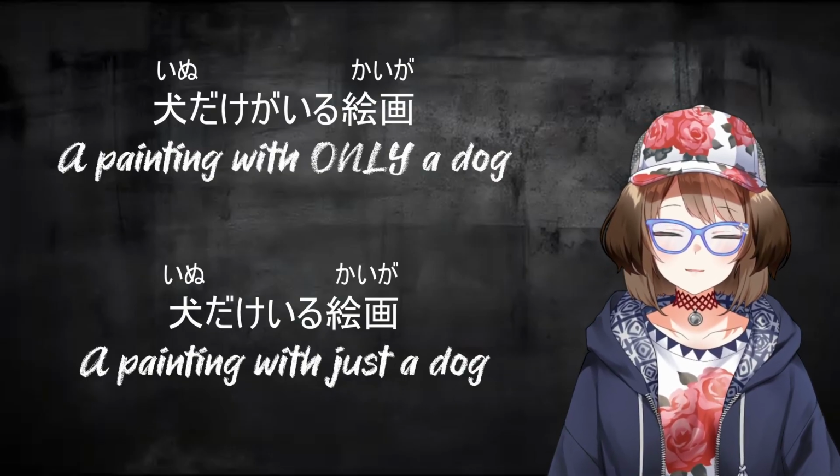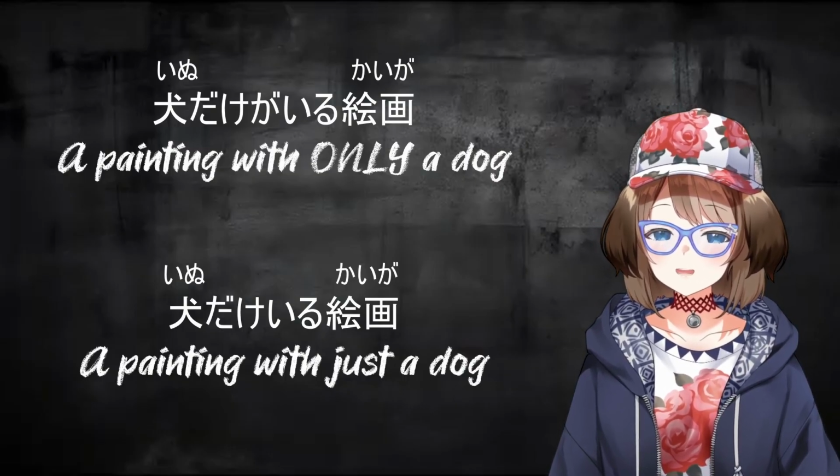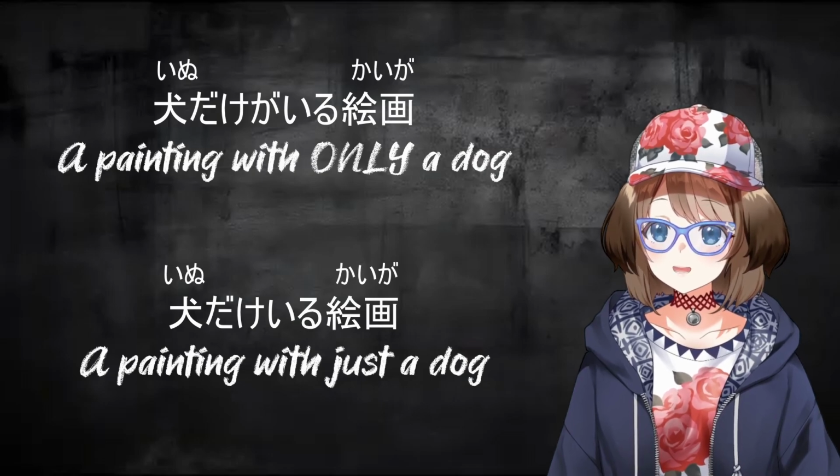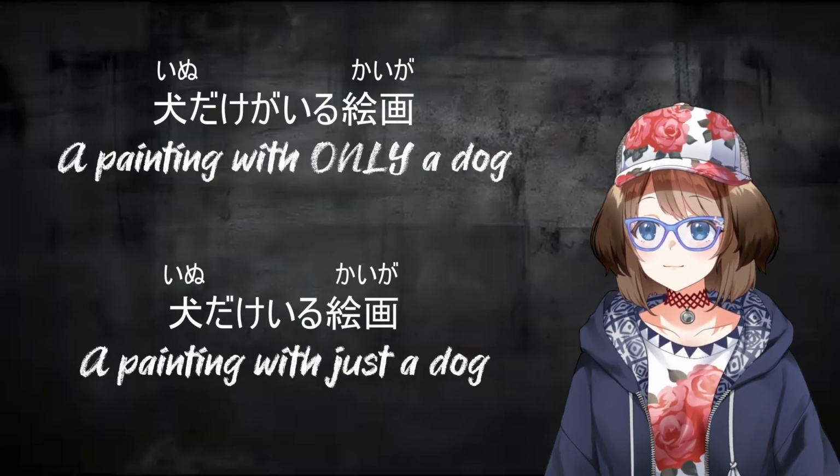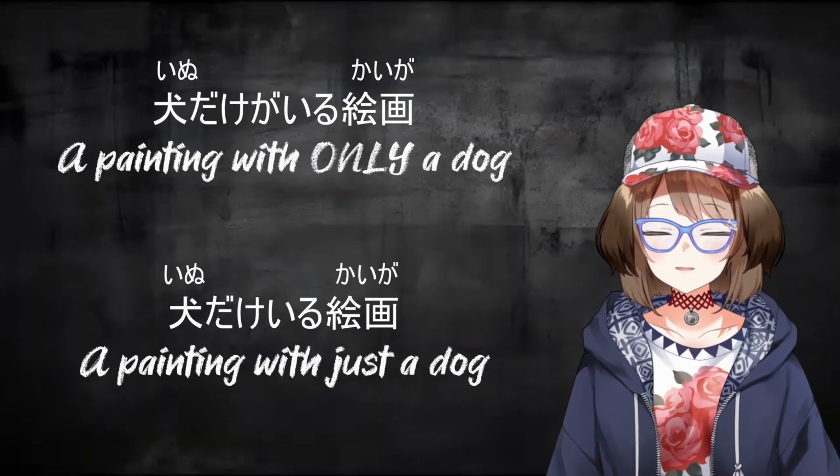One painting, in the painting there are only dogs, maybe a bunch of them. Maybe there's only one of them. The sentence doesn't necessarily specify, because as I said, Japanese doesn't really have plurals. Now, there are ways to get around that. We could use counter words.